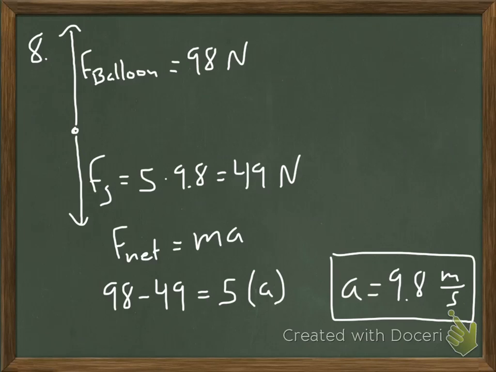The mass of the system is 5, and the question is asking the acceleration of the system. And the answer is 9.8 meters per second squared. I forgot the squared. This is not the acceleration due to gravity. It is pure coincidence that the value is 9.8.